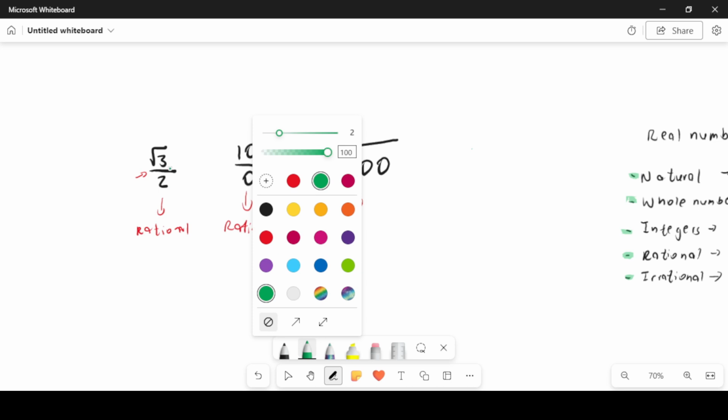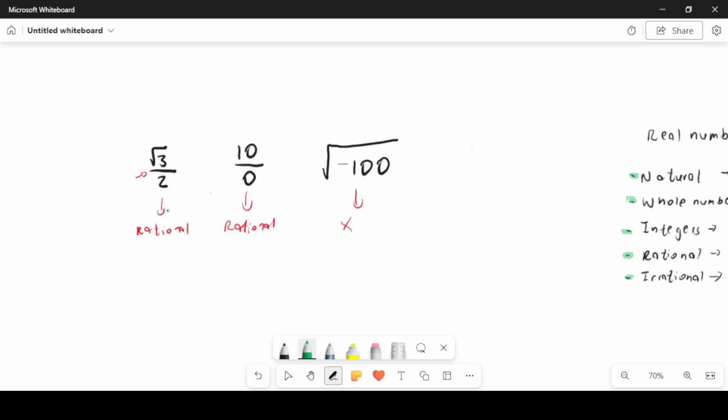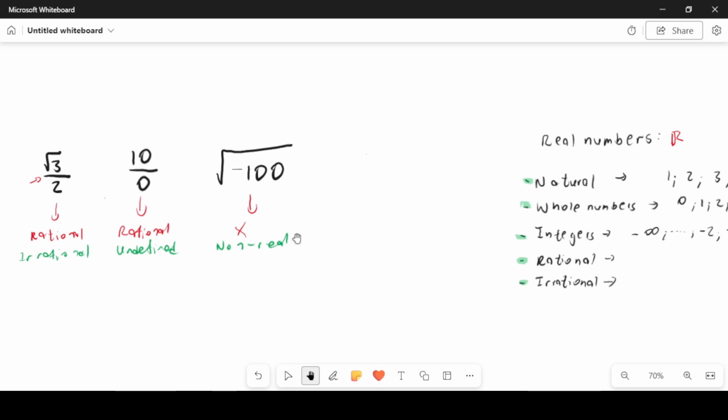But actually, the correct answer for each of these numbers is the following. The first one is actually irrational. I will tell you why as we explain all of these ideas. 10 over 0 is actually undefined. And the square root of negative 100 is actually what we call a non-real number, right? So let's first discuss each of these numbers, and we'll come back to this and understand how we arrived at these answers.